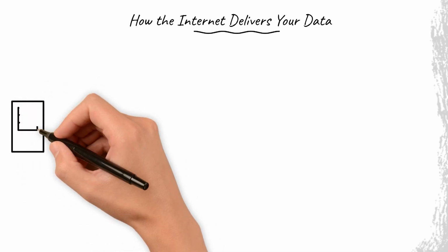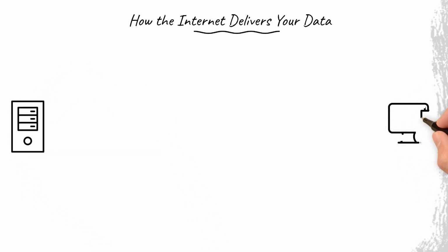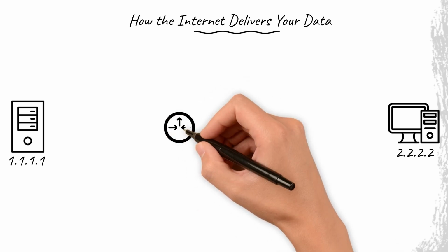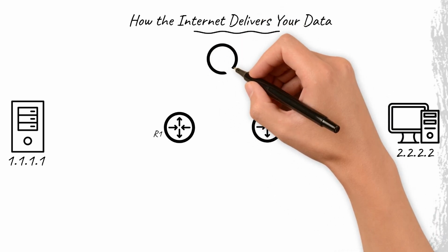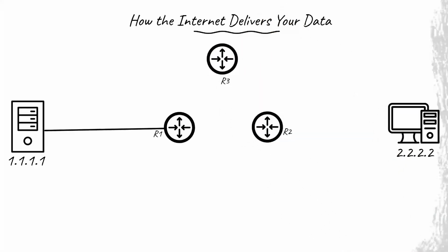Just like every house or office has a unique address, every device connected to a network has an IP address. These addresses help data reach the correct destination, just like postal addresses. But instead of post offices, we have routers in the network. Routers are responsible for forwarding packets to their destination using the best possible path.